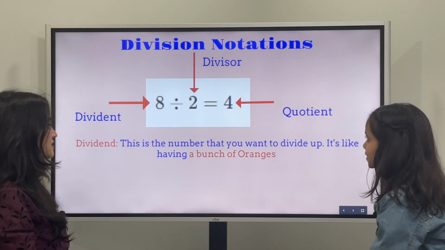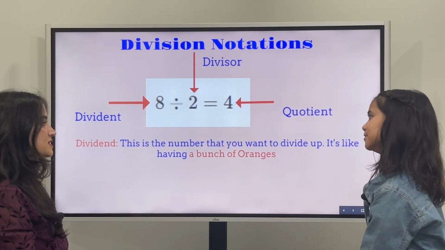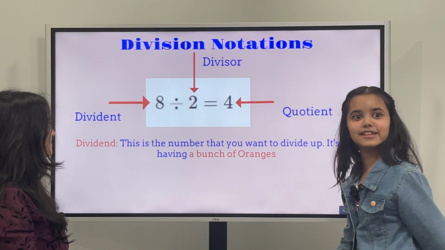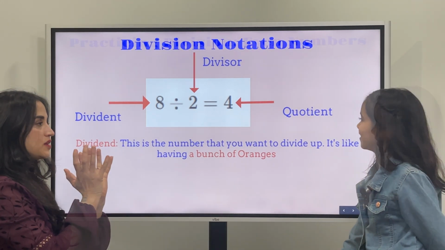Dividend is the number that you want to divide up. It's like having a bunch of oranges. The dividend is usually a bigger number.